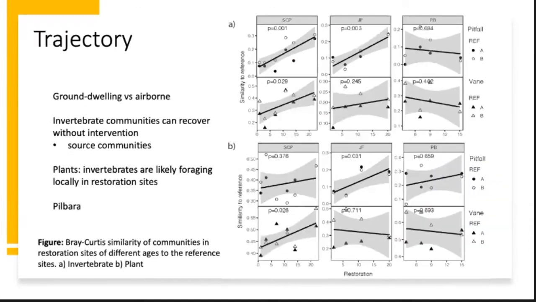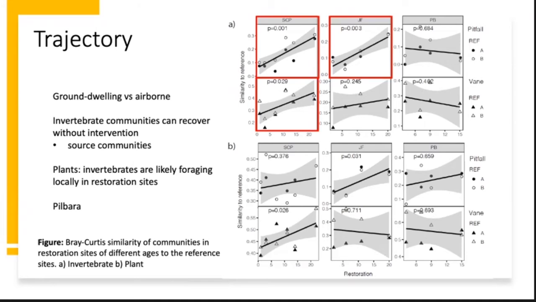So finally, to look at trajectory, we're looking at the similarity between the sites and the reference sites, and they're based on their ages. So for a recovery trajectory, we want to see that the older sites are more similar to the reference sites than the younger ones. And this was true for the pitfall traps of the Swan Coastal Plain and the Jarrah Forest, but not in the Pilbara. It was also true of the vein traps in the Swan Coastal Plain, but there's a weaker relationship there than in the pitfall traps.